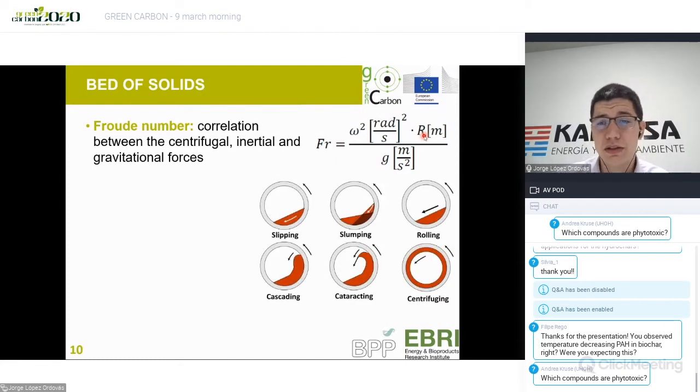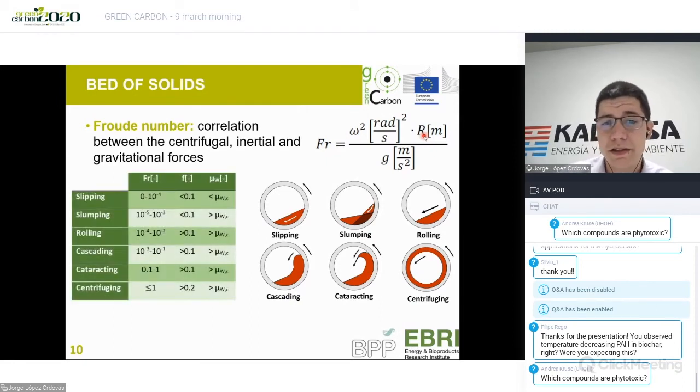Yeah, it means a lot when we come to Mellman classification, which classified the different motions of the solid depending on the Froude number, as we see on this table. So we have all these 6 rolling motions of the bed of solids: slipping, slumping, rolling, cascading, cataracting, and centrifuging. Each of which has different characteristics, different features. We could be discussing a lot about which one is better or what is more appropriate for this. But we see here, for example, to go to the extremes.